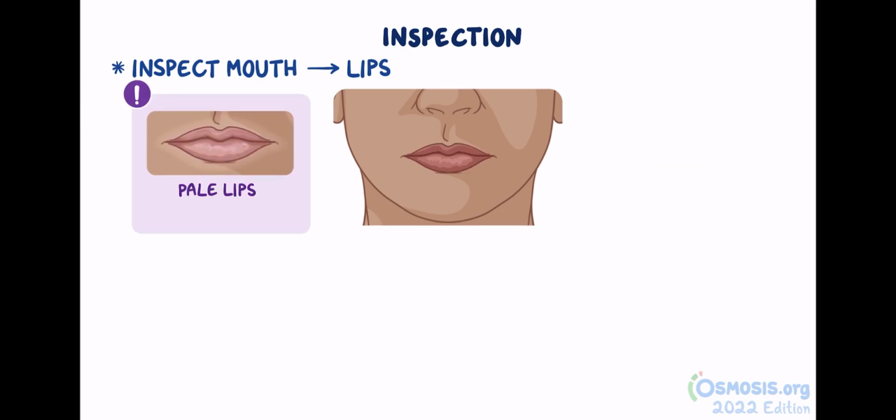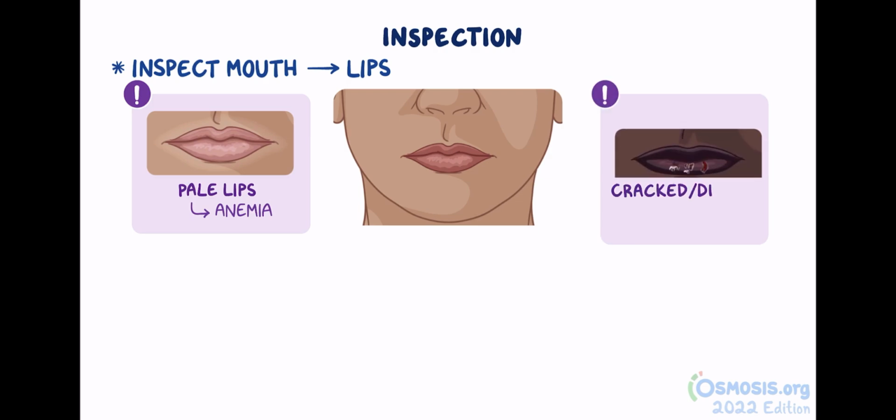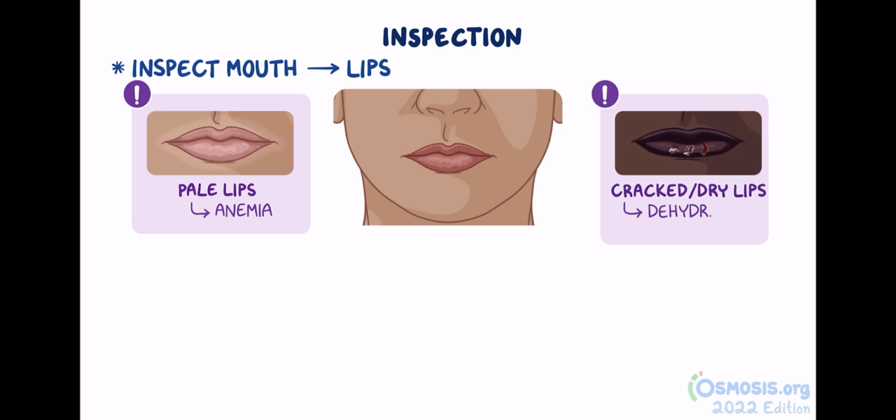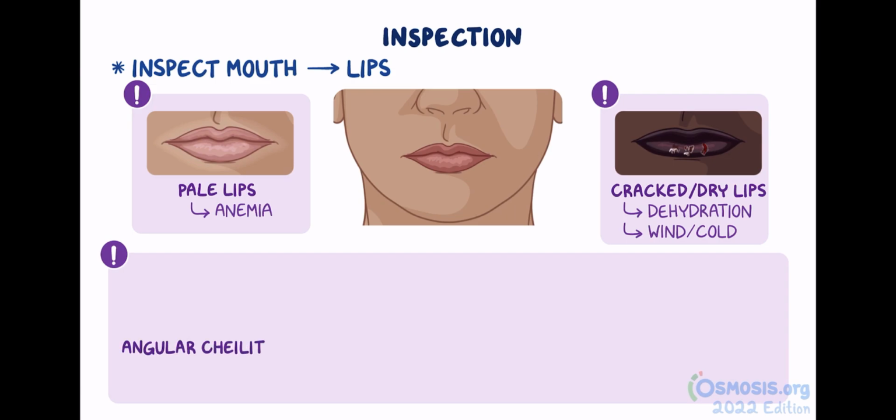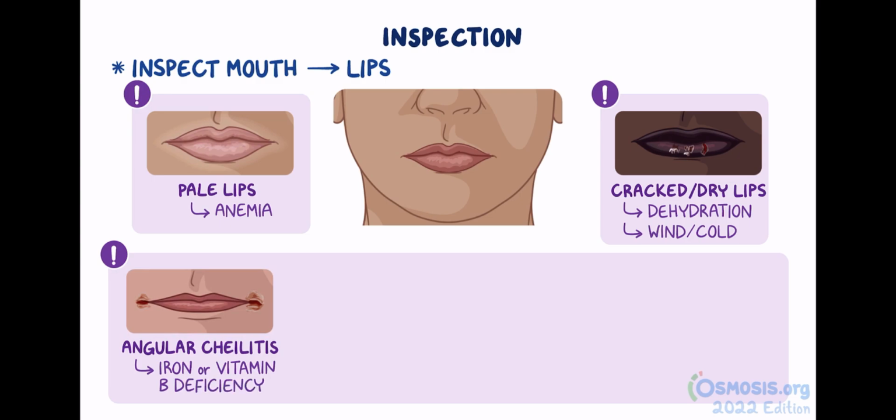Pale lips are associated with anemia, and cracked or dry lips may occur due to dehydration or exposure to wind and cold. Angular cheilitis, or cracks and redness at the corners of the mouth, can occur in clients with iron or a vitamin B deficiency.